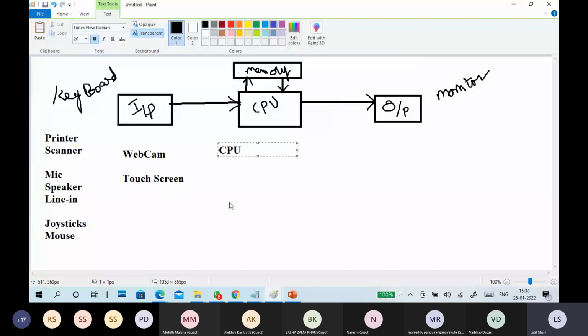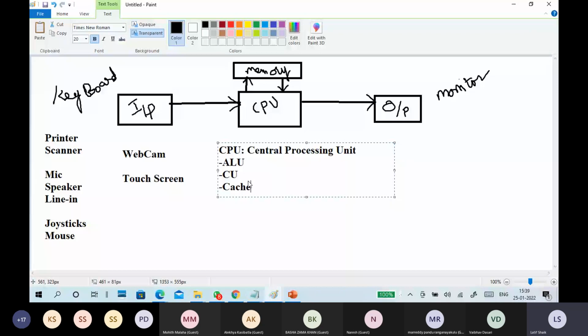Next one is CPU, the central processing unit. So what is a central processing unit? It processes the data. The two main components of the CPU are the ALU and the CU, the arithmetic and logical unit and the control unit. So there are two major parts. One more part is the cache memory.